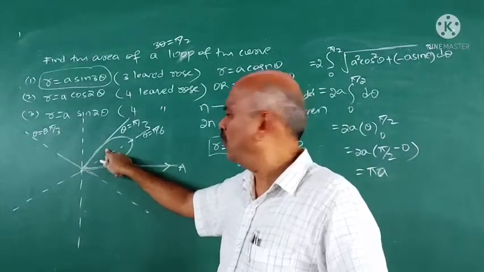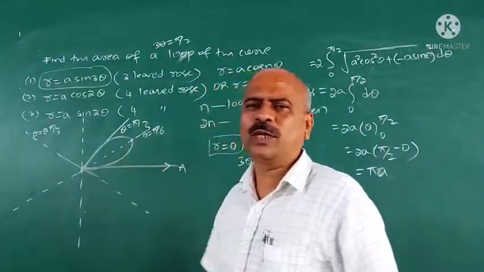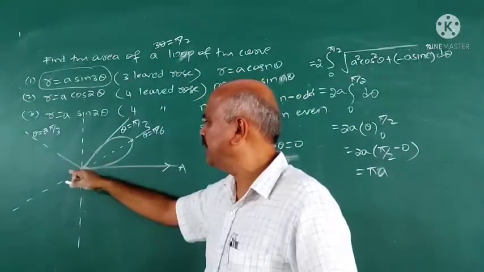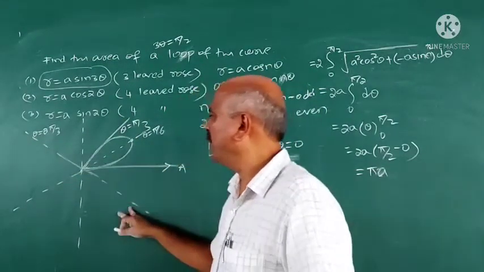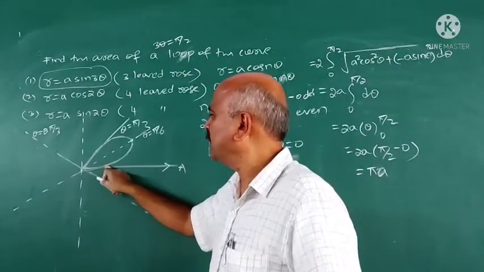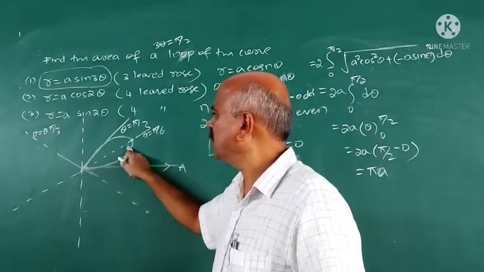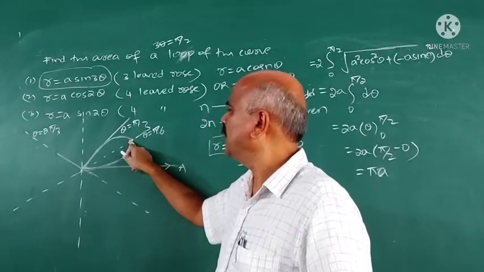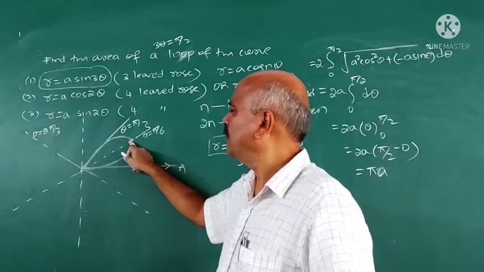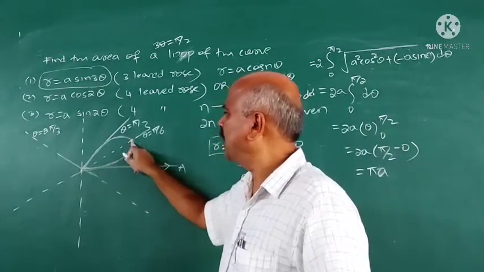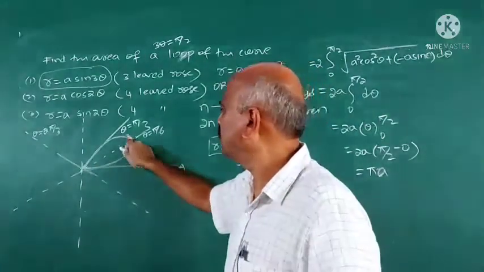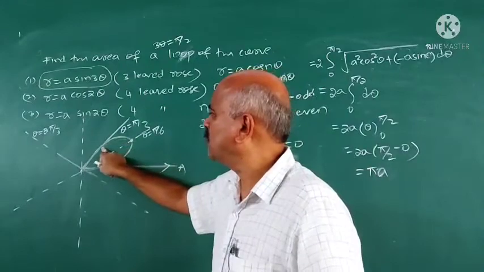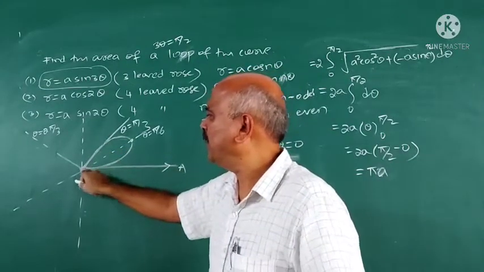I think all of you followed how this one loop is obtained. First I have taken the tangent at the origin, that is the pole, theta is pi by 3, 2 pi by 3. When theta increases, r also increases. When theta is pi by 6, r becomes a. Again it starts to decrease. When theta is pi by 3, r is 0.